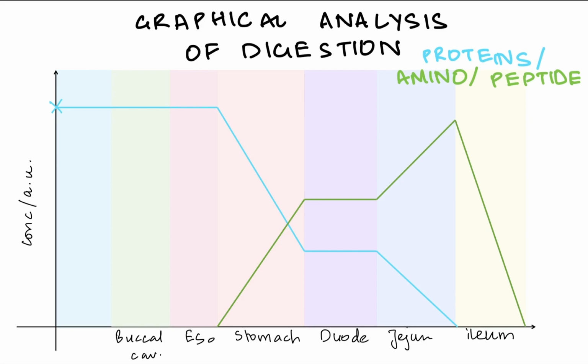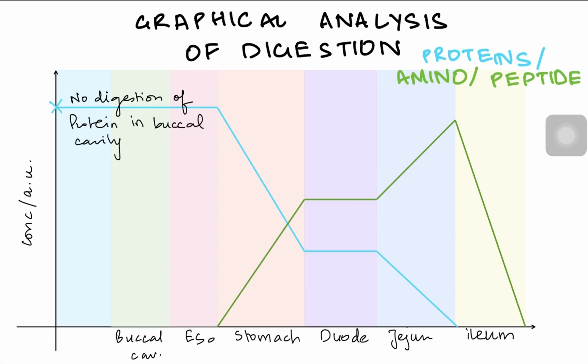So let's revise what happened here. No digestion of protein happens in the buccal cavity or even in the esophagus. Why not? Because there is no protease enzyme in the buccal cavity. So no protease in the buccal cavity or obviously the esophagus. But in stomach, there's an enzyme known as pepsinogen which becomes pepsin. Pepsin is a very good protease at pH 2. So HCl and pepsin break down the proteins. So their concentration decreases and peptides are produced.